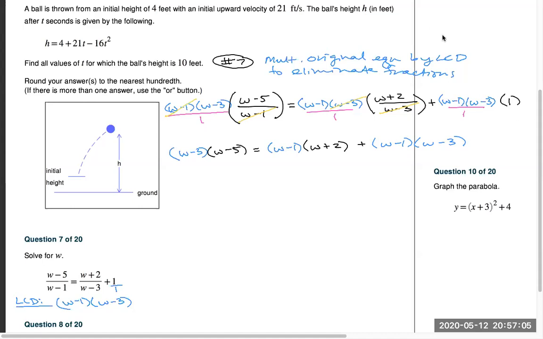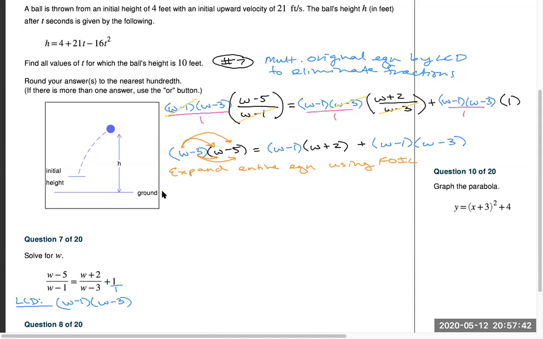So now what we need to do is expand the entire equation using FOIL. So remember, that's first, outer, inner, last. You're multiplying those values and adding them up. It's just distribution on steroids.